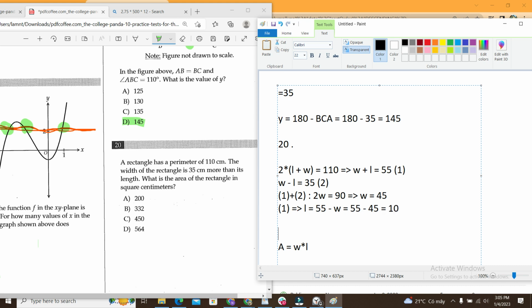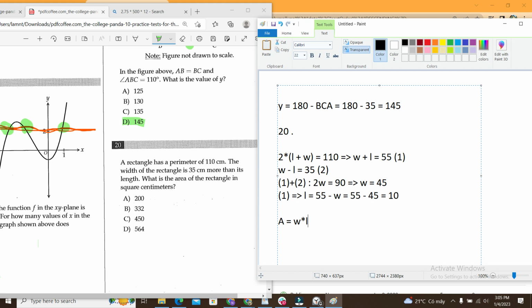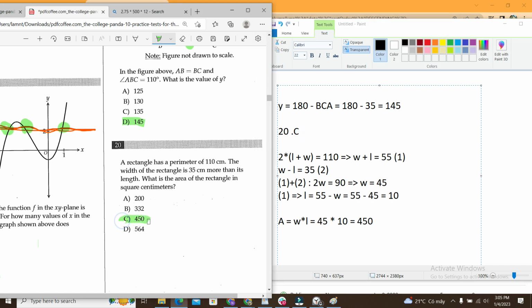So the area is just W times L. So W is 45 and L is 10, which gives 450. So the answer is C. Right? The answer is C. So let's check the answers.